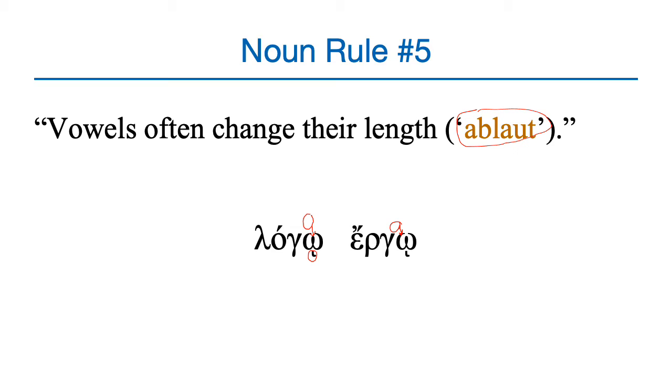Noun rule number 5, vowels will often change their length, meaning the ablaut. In that case, you see this is supposed to be logo from logos, but since the omicron is not there, it means that it lengthened to omega and the iota subscripts on omega. Same here with ego. The omicron that was supposed to be here from ego, which is from agon, lengthens to omega and the iota subscript. That's what it means by ablaut.